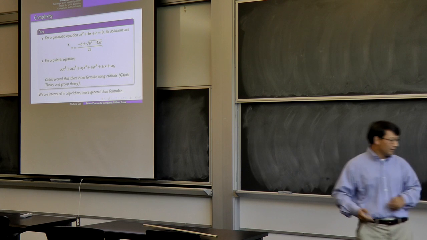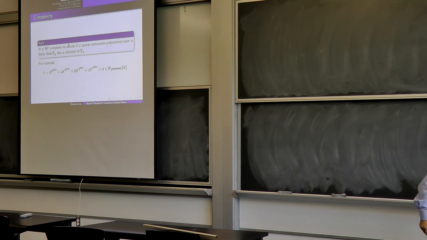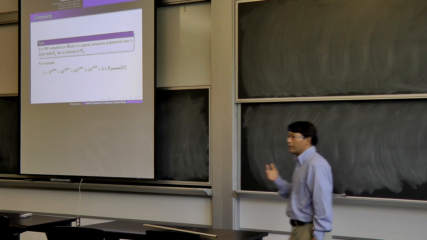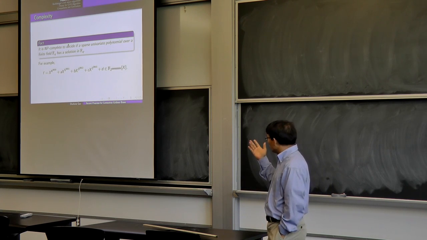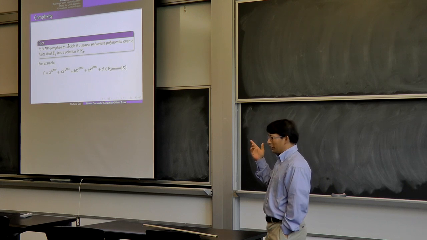Okay, so let me give you some more examples. In this case, there are two extremes for a given polynomial system. One extreme is that I give you one polynomial, but the degree could be high.